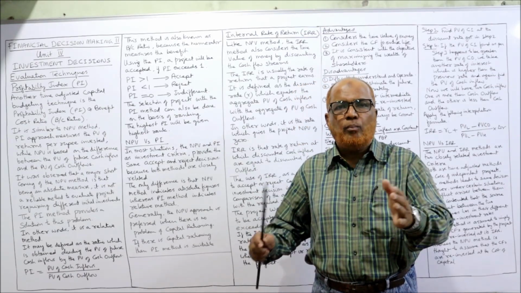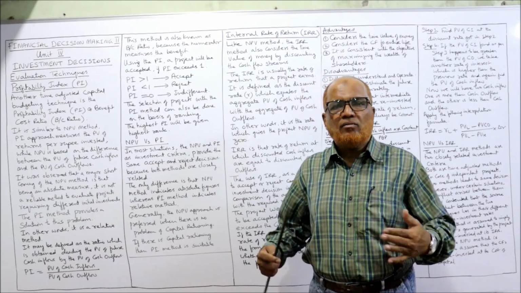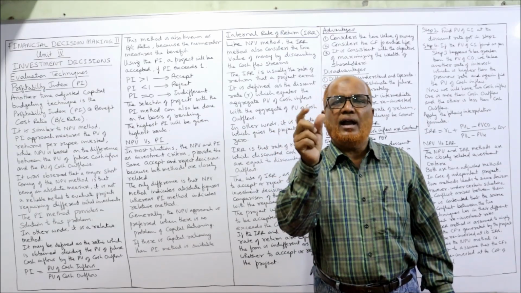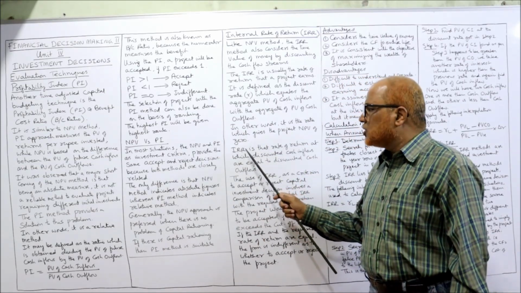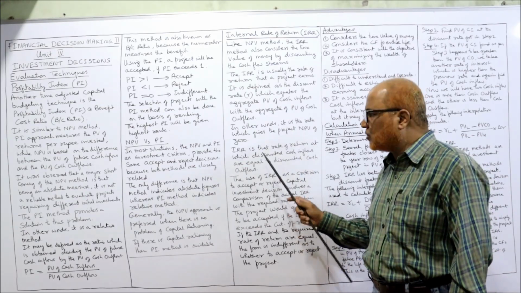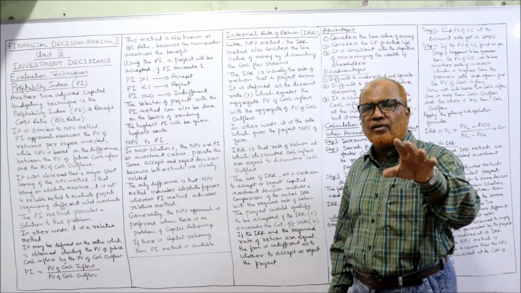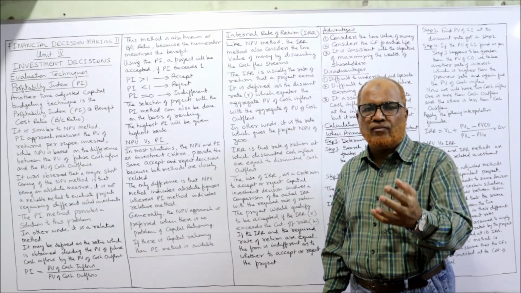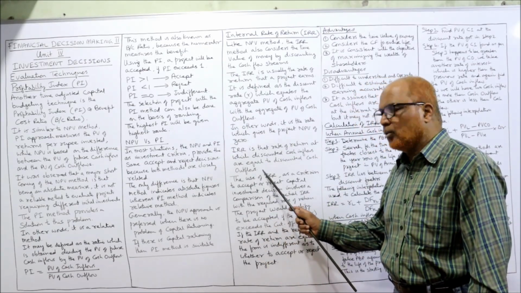When inflow and outflow both are equal, then what will happen? The NPV will become 0. So in other words, you can say like this: internal rate of return is that rate of return at which the net present value will be 0. So IRR is that rate of return at which discounted cash inflows are equal to discounted cash outflows. This definition is also very important. Internal rate of return is that rate of return at which the present value of cash inflows is exactly equal to the present value of cash outflow.